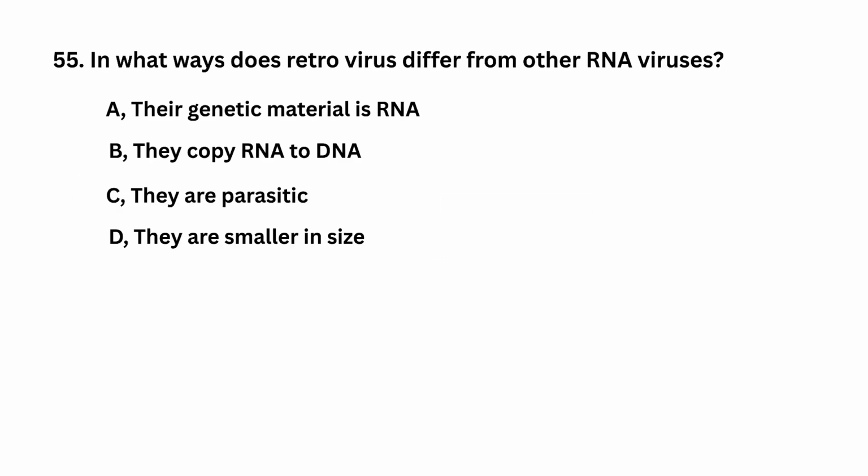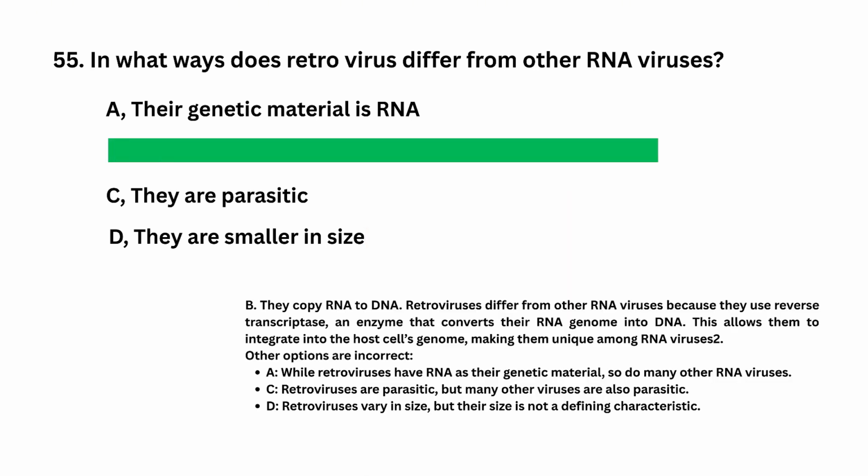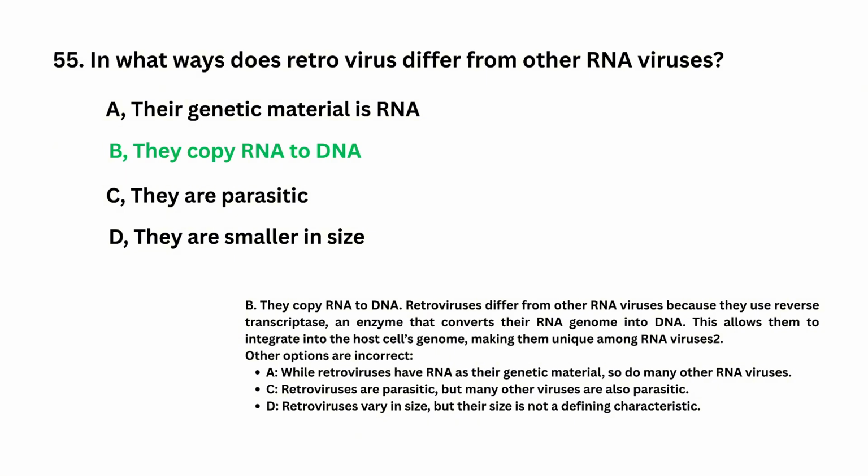In what way does retrovirus differ from other RNA virus? Their genetic material is RNA. They copy RNA to DNA. They are parasitic. They are smaller in size. They copy RNA to DNA is the answer.